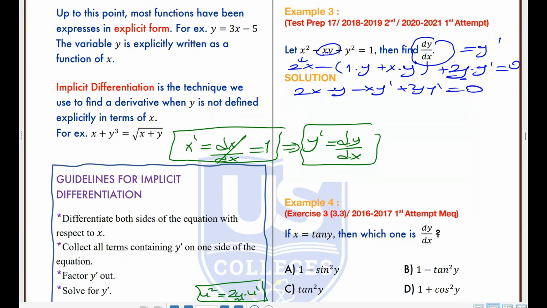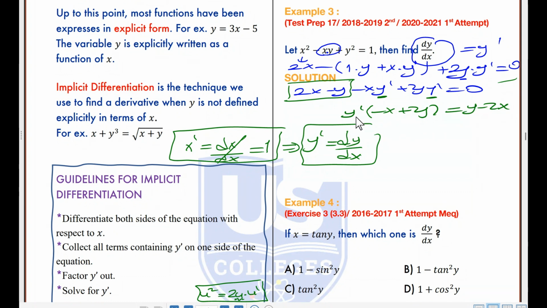Now it's time to collect y primes. Here I have one, here I have another. So bring everything else to the other side of the equation. Take y prime as a common factor out. Put the remaining in the bracket. Negative x plus 2y. And I have nothing to do with these two, so let's move them to the other side of the equation, which makes y minus 2x.